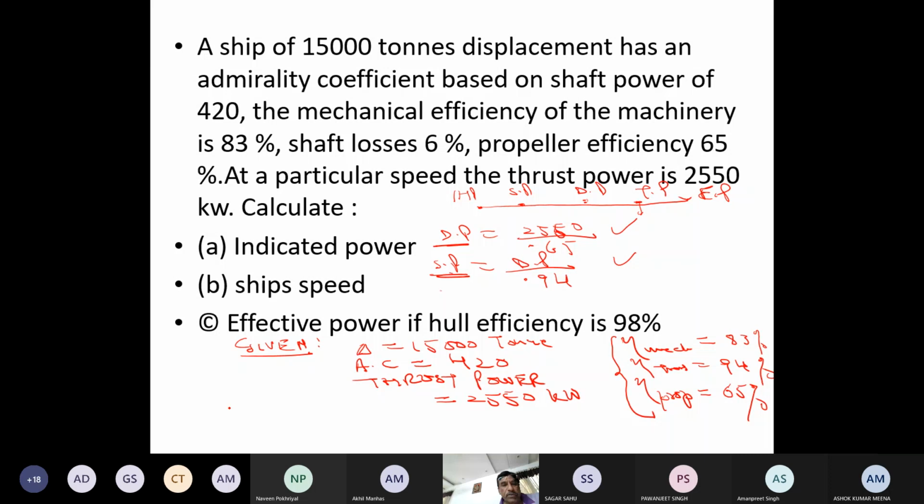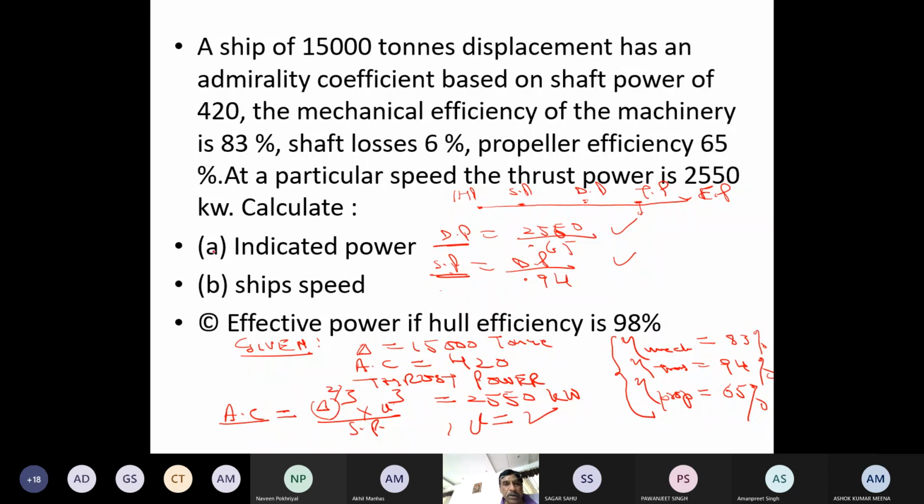Now, once I know shaft power, I know the admiralty coefficient formula. Admiralty coefficient is equal to delta raised to power 2 by 3 into V cube divided by shaft power. Now the admiralty coefficient is known to me, 420 is given. Delta is given. Shaft power I have already calculated. Only thing unknown is V. So I can calculate V from here.